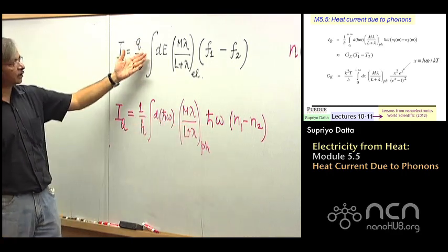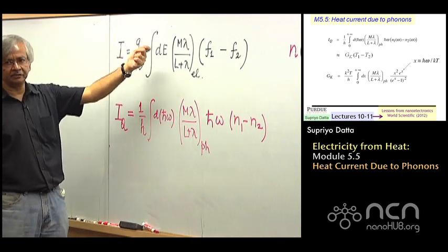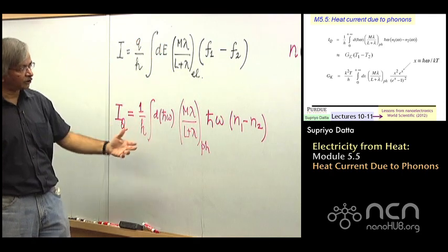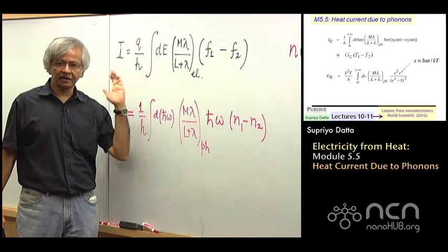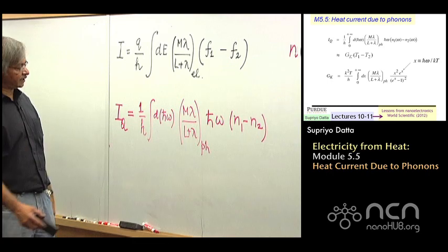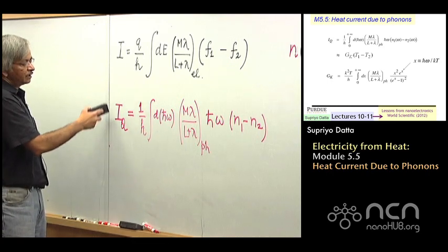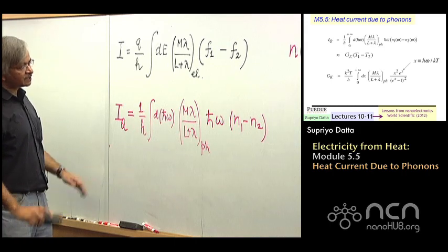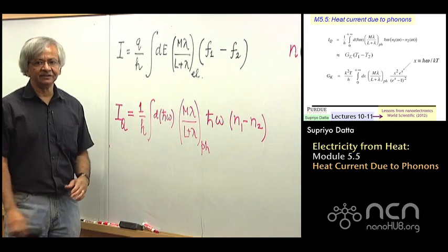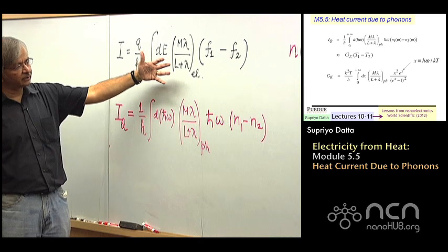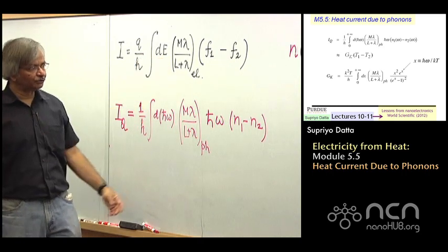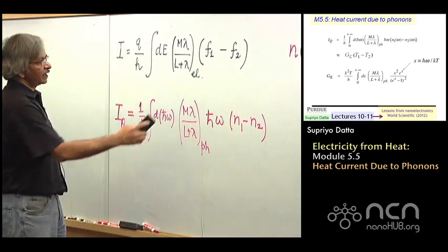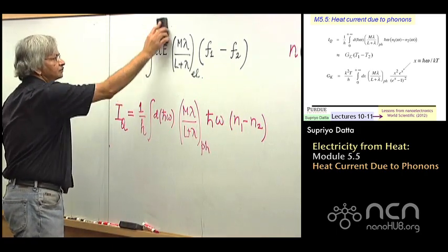Why? Because there we were talking about the charge carried by an electron, the charge current carried by electrons that are flowing. Here we are talking about the energy current carried by phonons that are flowing. That's it. And this then is the heat current carried by phonons. Now the next thing we need to do, if we want to get a linear transport coefficient, then like before, we need to do this linear expansion. That is, how do we write N1 minus N2?